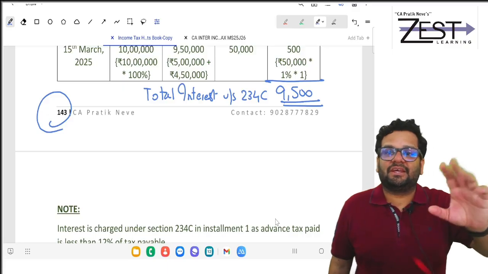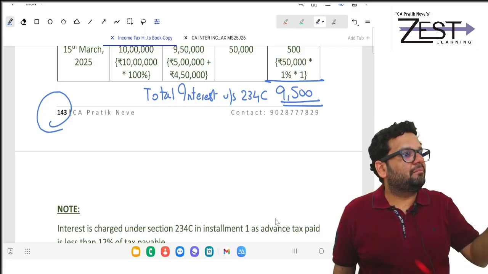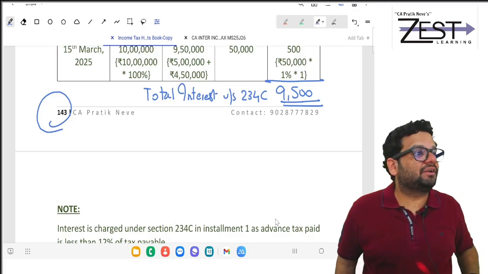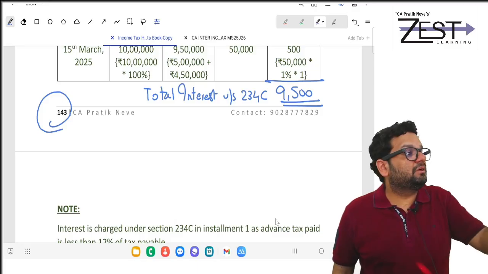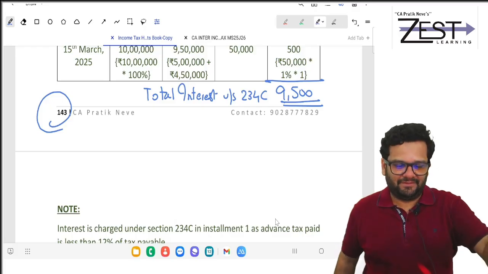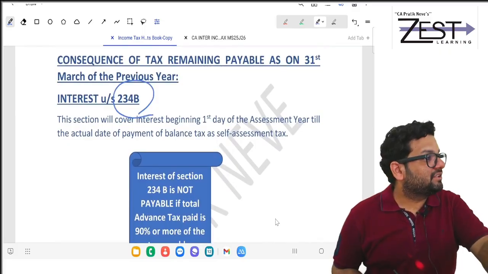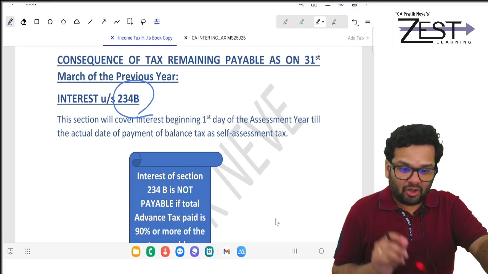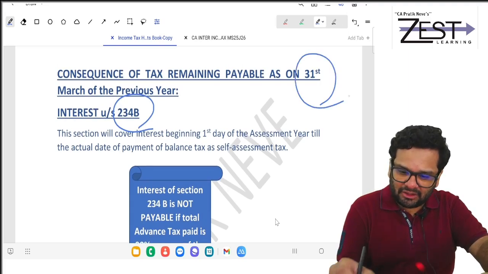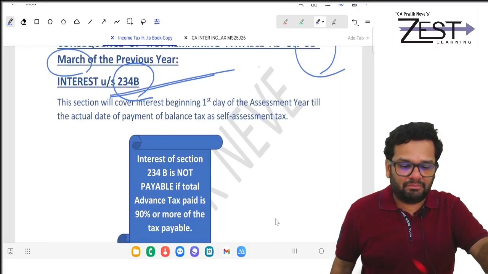So say I pay this on 15th May. So April, May, 2 months delay. 15 days, see, even 1 day is calculated as 1 month because per month or part thereof. Such stringent wordings. So see, that is 234B. So what is the heading? Consequence of tax remaining payable as on 31st March of the PY. You'll have to pay interest under 234B.